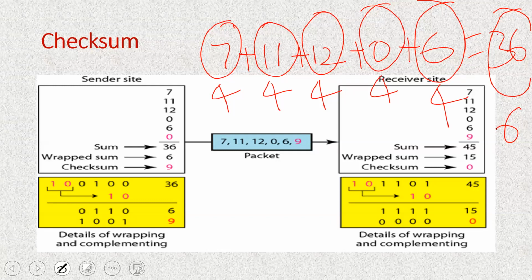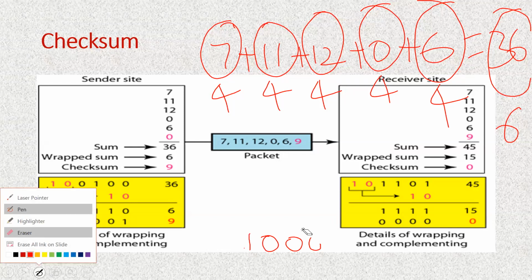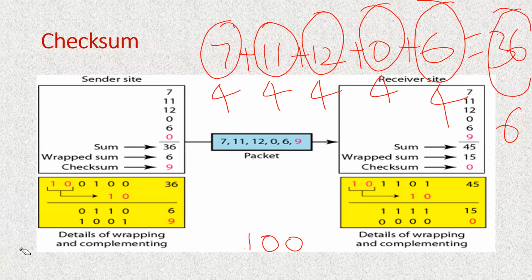You convert this to binary. What will be the answer for 36? 32 plus 4. 100100 is the answer if we convert this into binary. So I need to convert this 6-bit number into a 4-bit number.